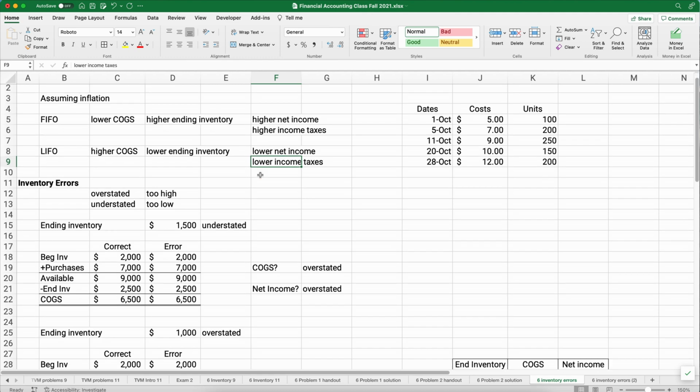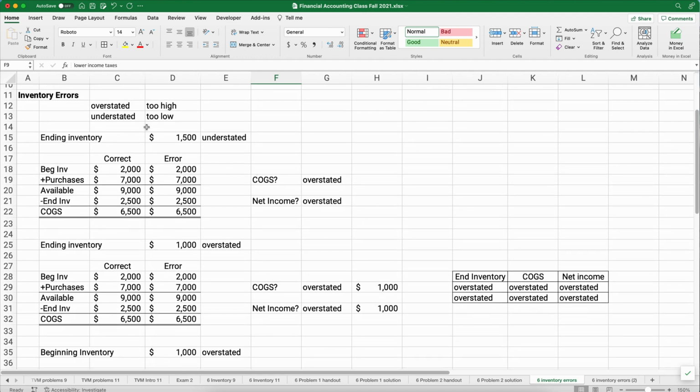Okay, so let's get into inventory errors. Now, we're going to use the language overstated, which means a number is too high from what it should be, and understated if it's too low from what it should be. So let's assume we have a problem, and all this, we just made up a number. Let's just say this is the correct column of information. So we have beginning inventory plus purchases gives us goods available, minus ending inventory gives us cost of goods sold. So this is how you calculate cost of goods sold.